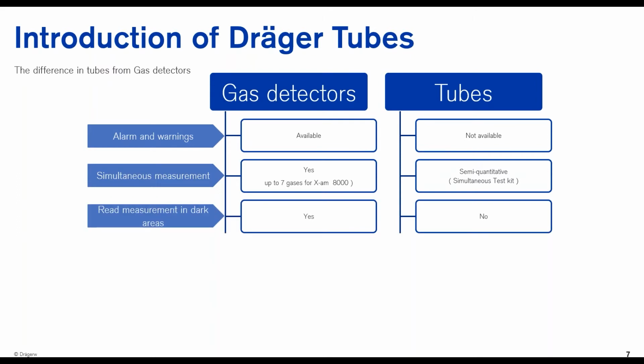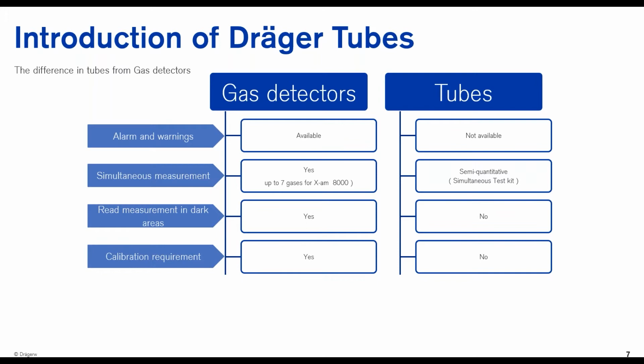Next, we look into the reading of measurement in dark areas. For the gas detector itself, yes, you can read a gas detector in dark areas, but for tubes, no, you require an adequate lighting system to look into these measurements. Next, we look into the calibration requirement. In this aspect, for tubes you do not have any calibration interval requirements, because the tubes and the manual pump themselves are pre-calibrated at the factory level. But for the gas detectors, yes, we require a calibration interval.